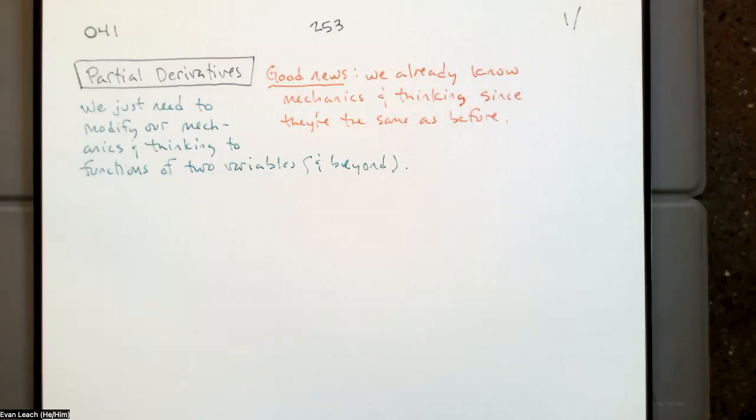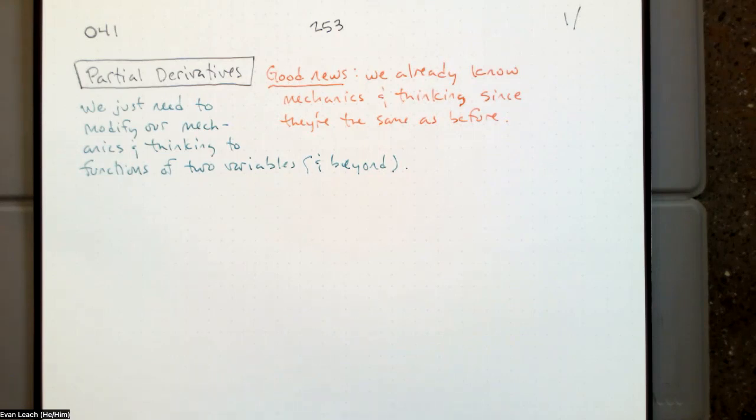Today, we want to get into looking at partial derivatives, how to find them and what we can use them for. The good news is that we already know this. This is the same derivative stuff that we learned way back in Calc 1. We already have mechanics and we already have thinking. We just need to modify the mechanics and the thinking to fit functions of two variables and then move that beyond. So we've already got mechanics, we've already got how we think about derivatives.